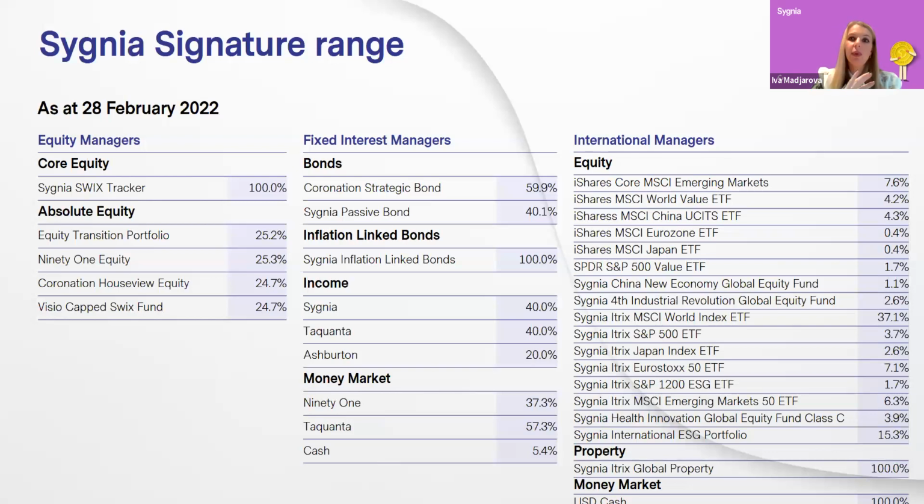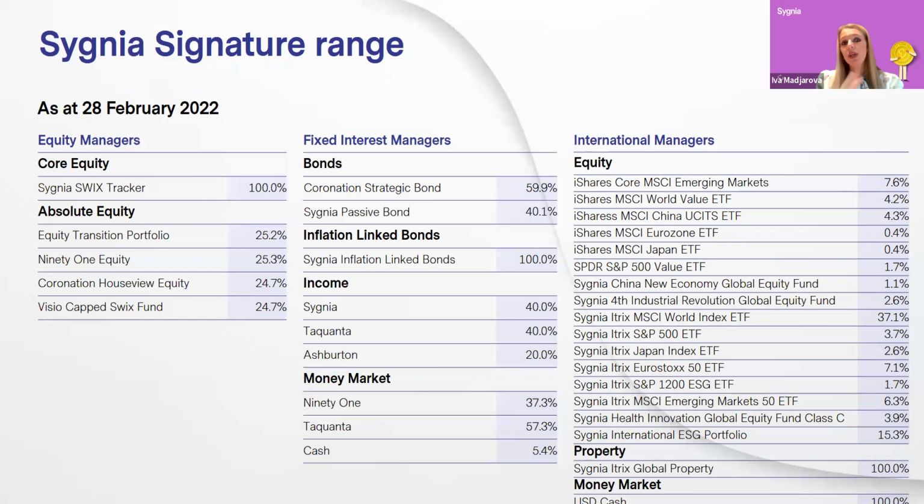If you look at the South African equity space, we have the Sygnia Swix tracker that gives you that passive, low cost exposure to the South African market. And then you have your active managers such as 91, Coronation, and Visio, and we have recently added Laurium to that lineup as well. They are the active managers that can provide that opportunity for outperformance in the South African equity space. In the bond space, it is also a blend between active and passive management, where Sygnia is the passive manager that just tracks the all bond index as closely as possible. And then Coronation is the active manager that can take active bets in the bond markets as well.